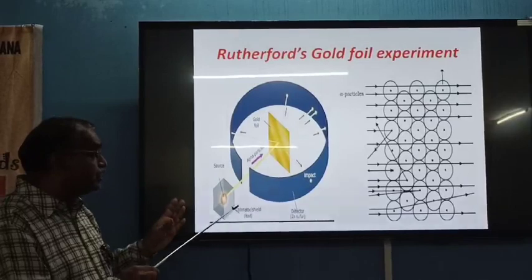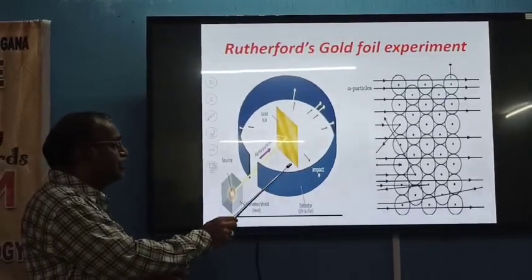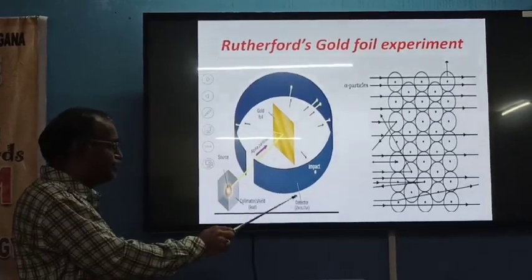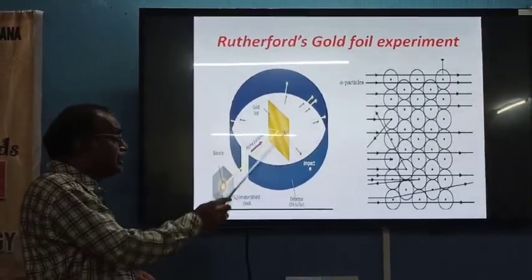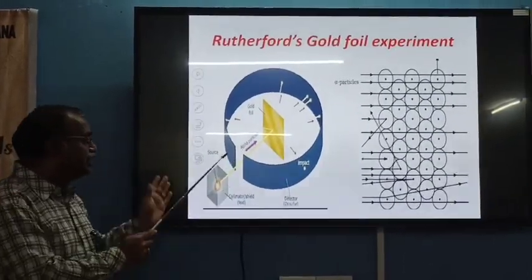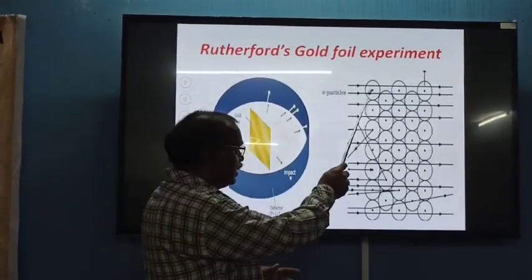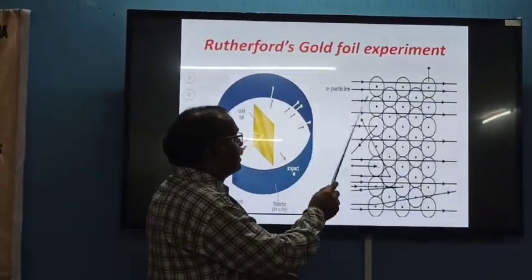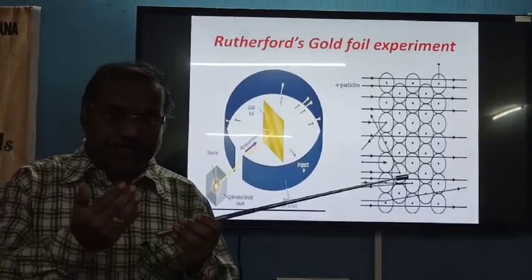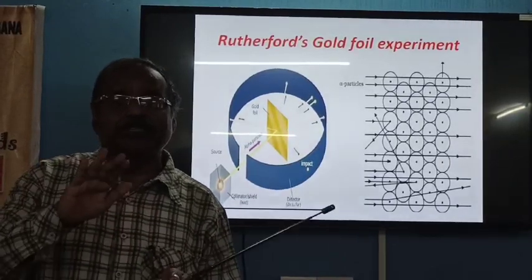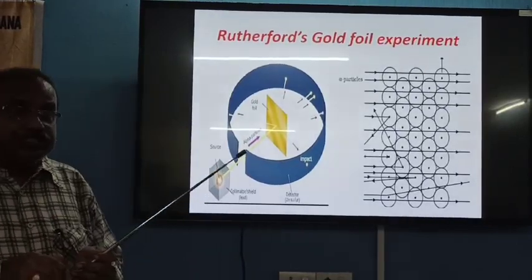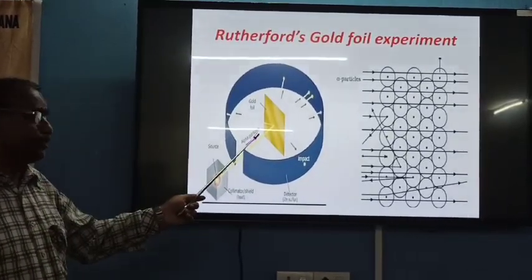So what is done? He has taken one gold foil. Surrounding it, one screen is there, that is a detector, to detect these alpha particles. And alpha particles are coming here. This is the experiment. The particles are going through. What he expected was that all particles may be deflected back, because according to Thomson, positive charge is totally spread over the atom. So thinking in that way, he started his experiment.